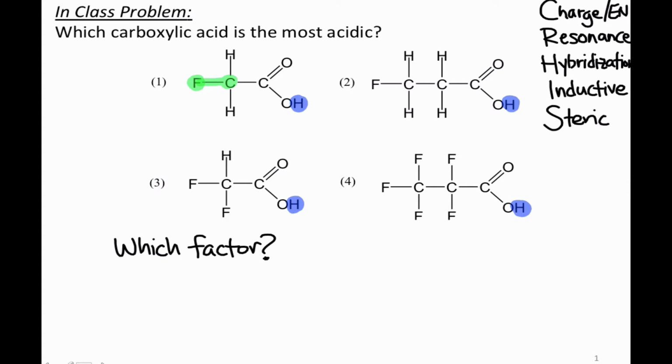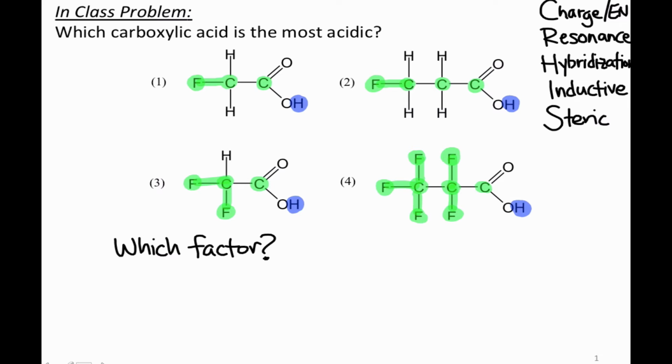So in molecule 1, for example, we see a single fluorine bonded to the carbon, which is 1 carbon away from the carboxylic acid carbon. In molecule 2, we see 1 fluorine as well, but this fluorine is actually 2 carbons removed from the carboxylic acid carbon. In structure 3, we see 2 fluorines bonded to this carbon, which is again directly bonded to the carboxylic acid carbon, just like in example 1. And then in molecule 4, we see 1, 2, 3, 4, 5 fluorines bonded to 2 carbons, which are linked through the carbon on the right directly to the carboxylic acid carbon.